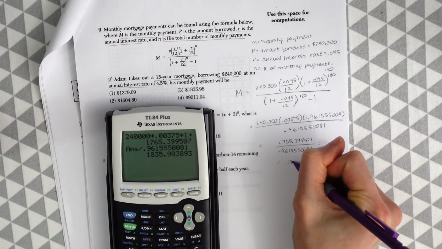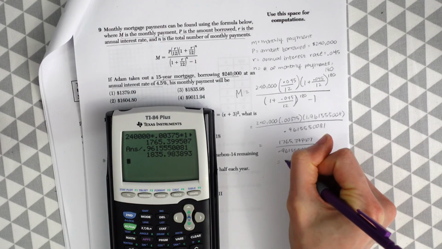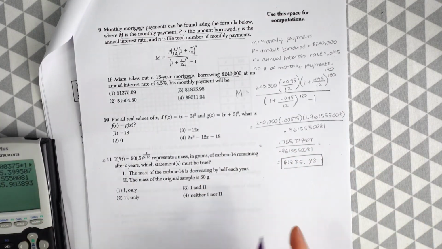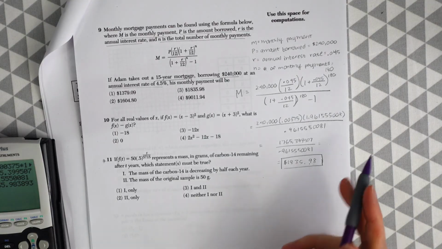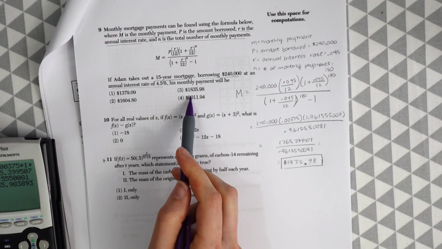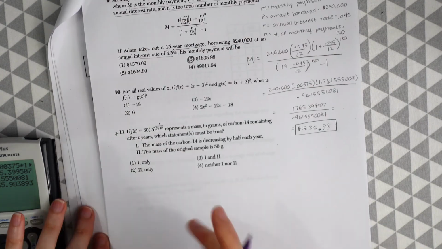Until finally we get our answer of 1835.98, which of course we were looking for the monthly payment, so this is in dollars, and we're going to round to the nearest tenth of a cent. So we get $1,835.98 for choice 3.